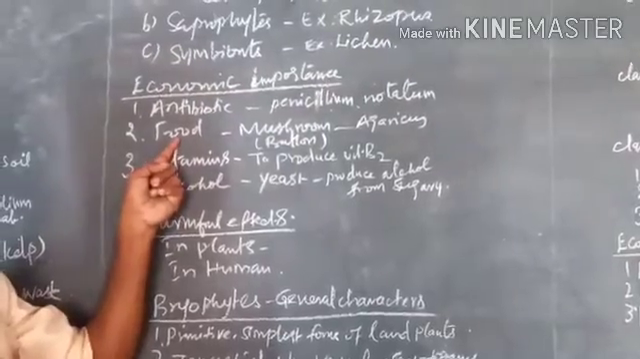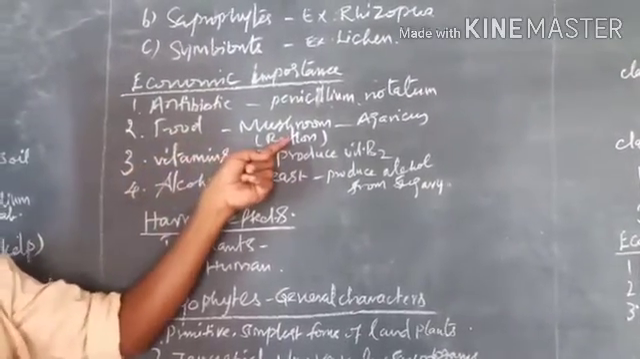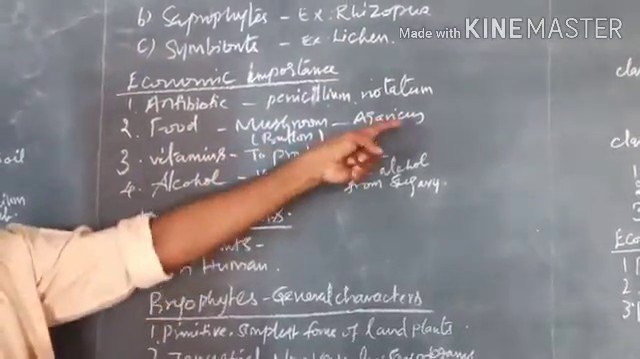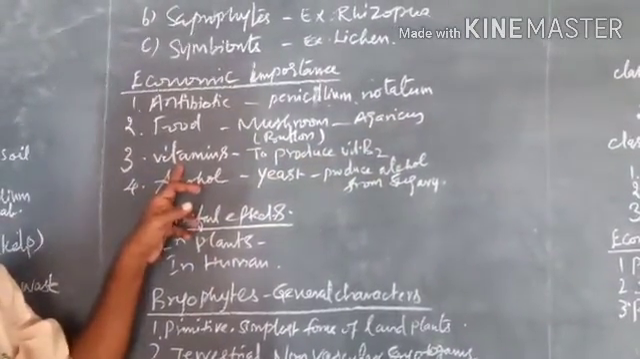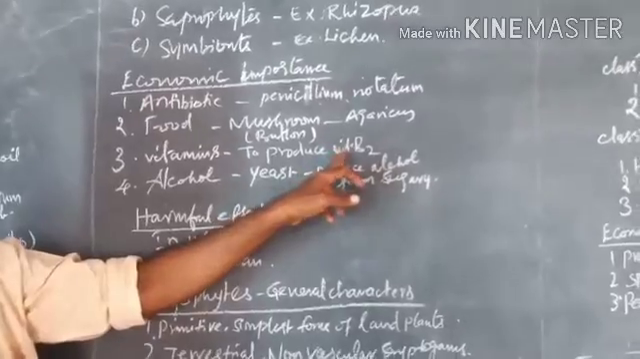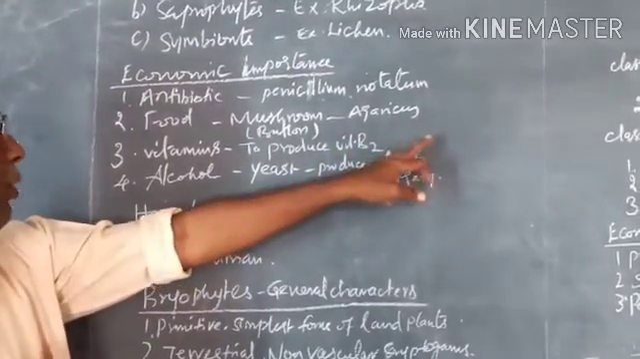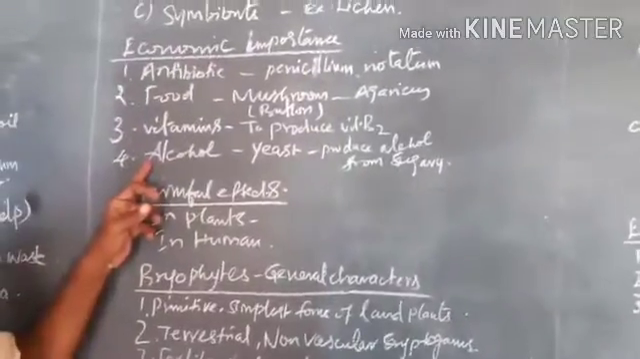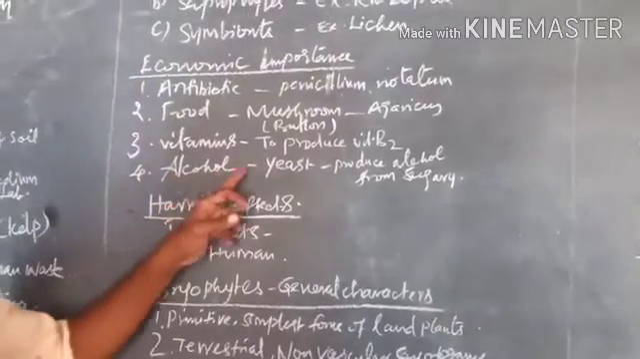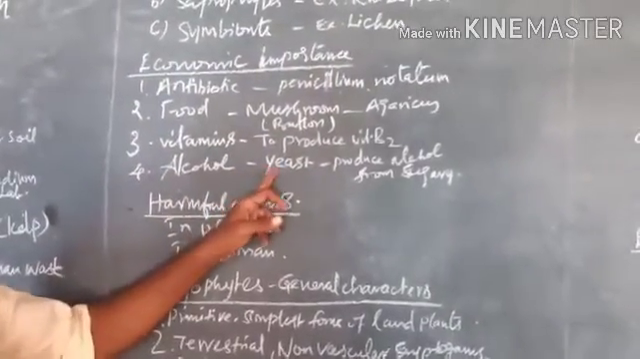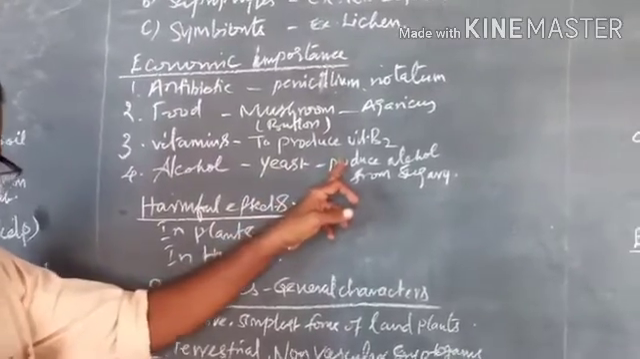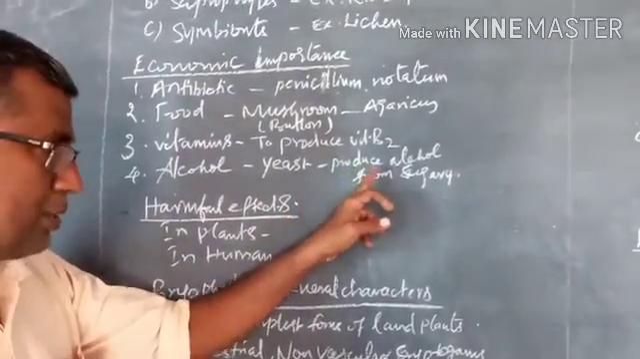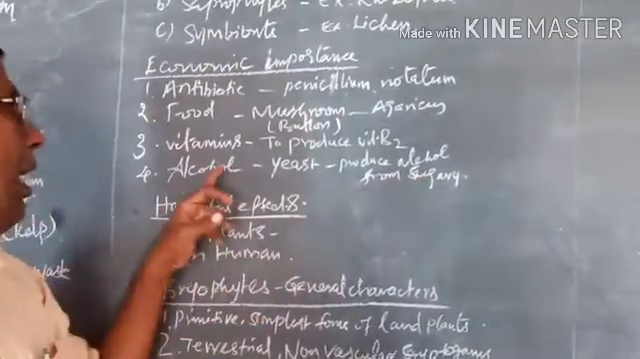Then they are used as food, like mushroom, button mushroom and Agaricus. They are used to synthesize vitamins, especially vitamin B2, riboflavin. Next is alcohol. Yeast contains the enzymes invertase and zymase, which ferment sugar molasses into alcohol.